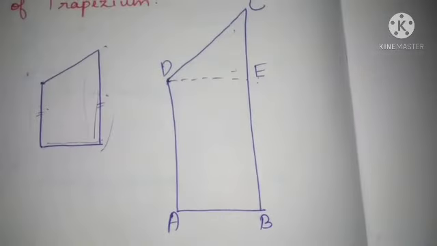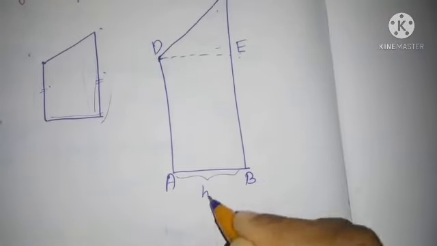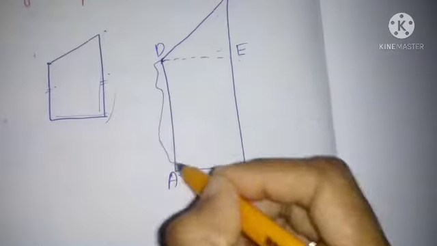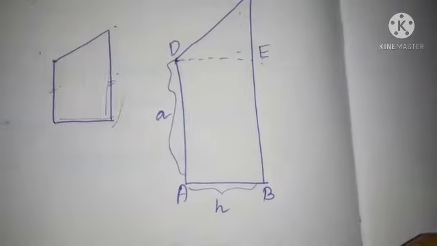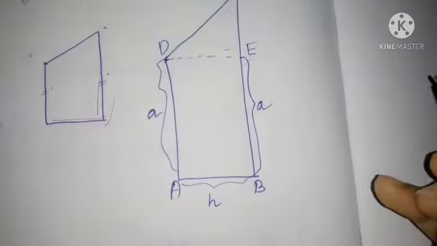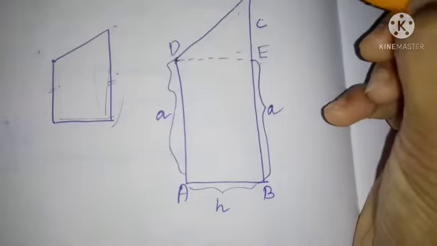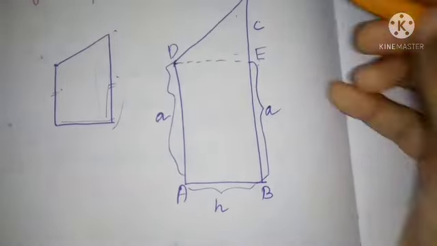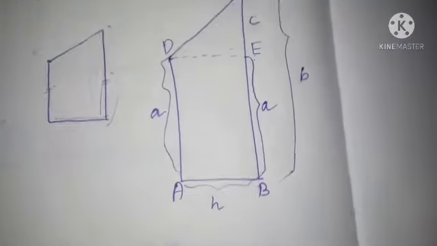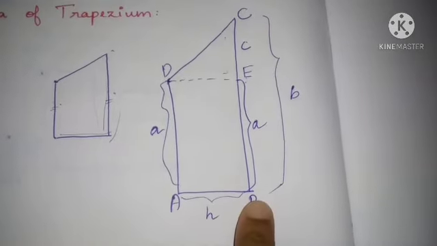Okay, listen now. I am going to name this. This length I am taking as H. Then this length I am going to take as A. So from this to this will be A. I am going to take this side as C. So CB will be this total length. I am going to take it as B. Okay, listen. This I am going to take as H, children.